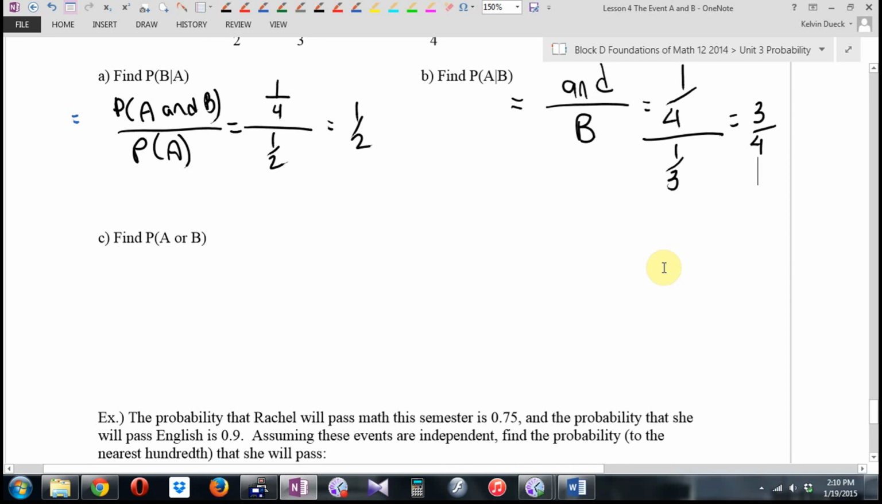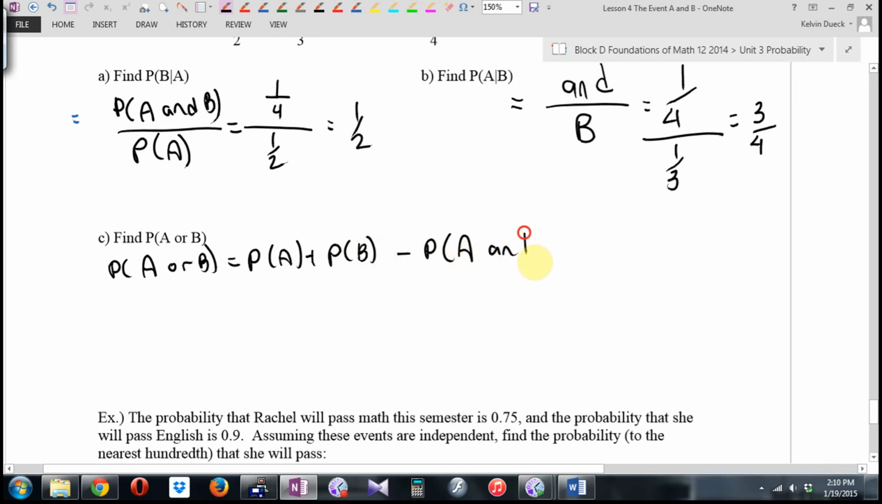Rachel's coming up in a second, but not yet. A or B. Okay. Or as a formula, what did or mean? It was add, minus the overlap, right? Did they give me the probability of A? What's the probability of A according to this question? 1/2. Or did they give me the probability of B? Yes. 1/3.